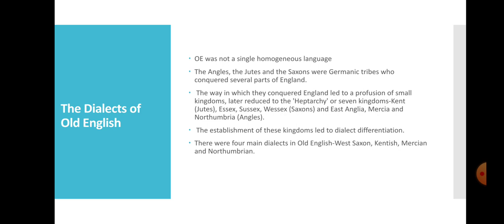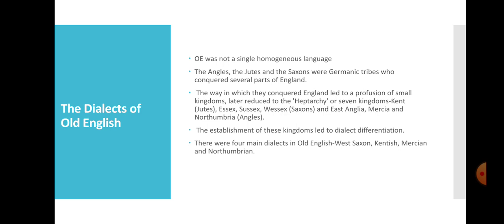And the Old English or Anglo-Saxon period was not a homogeneous language. The three tribes, the Angles, the Jutes, and the Saxons, these Germanic tribes settled in different parts of England. This led to a profusion of small kingdoms, and later it was reduced to the heptarchy, or seven kingdoms. They are Kent, Essex, Wessex, Sussex, East Anglia, Mercia, and Northumbria.